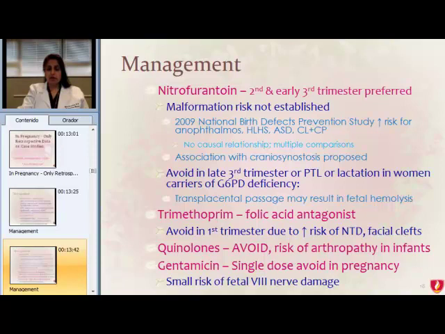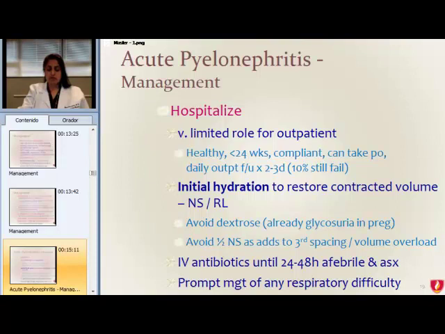In the third trimester, it should be avoided in women who are carriers of G6PD deficiency because there may be a possible risk of fetal hemolysis from transplacental passage. Trimethoprim is avoided in the first trimester as it is a folic acid antagonist. Quinolones are avoided because it results in arthropathy in infants, and single dose of gentamicin is avoided in pregnancy for a theoretical small risk of fetal eighth nerve damage.